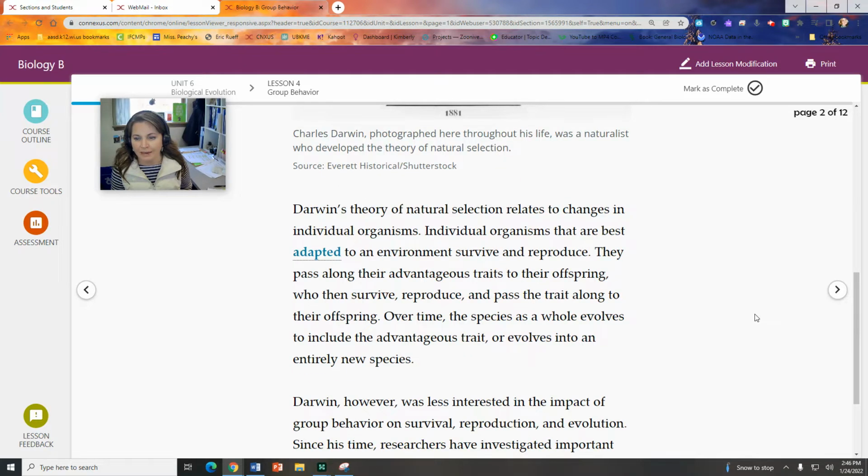He saw that characteristics, traits could be passed down from one generation to the next. He didn't know anything about DNA. He didn't know anything about genes because they didn't know that stuff back then. So he didn't really understand how it got passed down. He just knew that those traits were inherited.